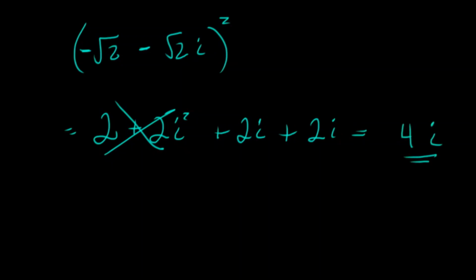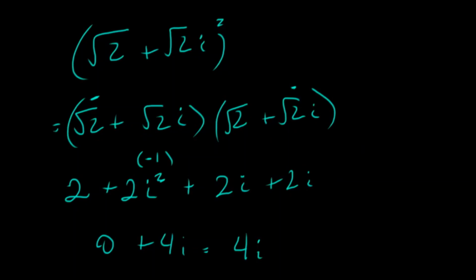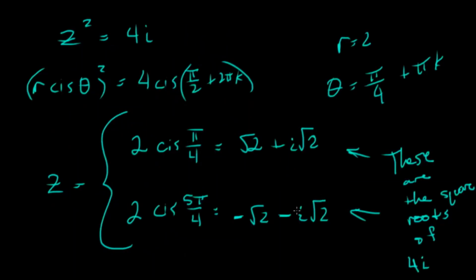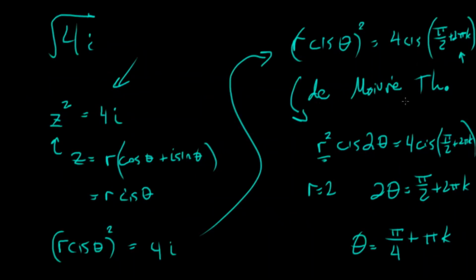All right? So we have found the two roots of 4i. All right? Root 2 plus i root 2 and negative root 2 minus i root 2. And how did we do that? We used De Moivre's theorem to figure it out. And we can extend this to more complicated things, like solving complex polynomials.